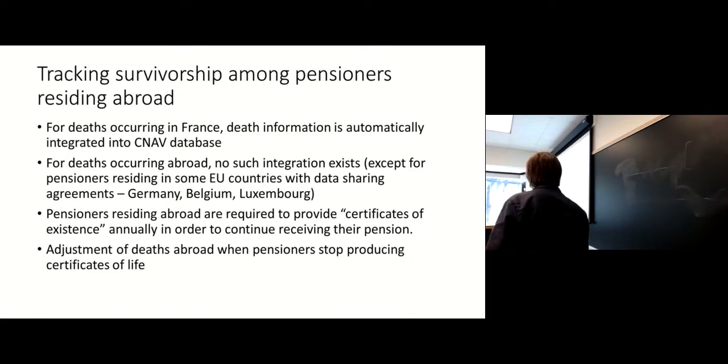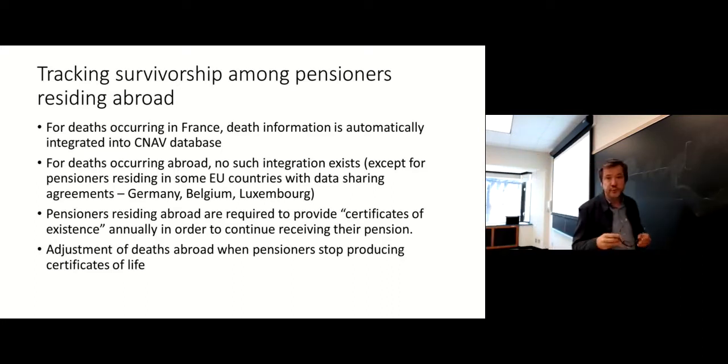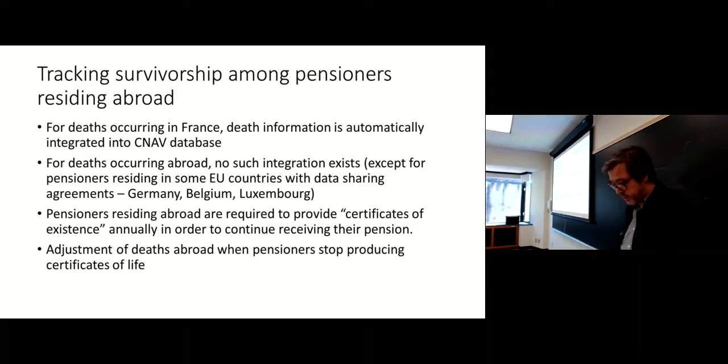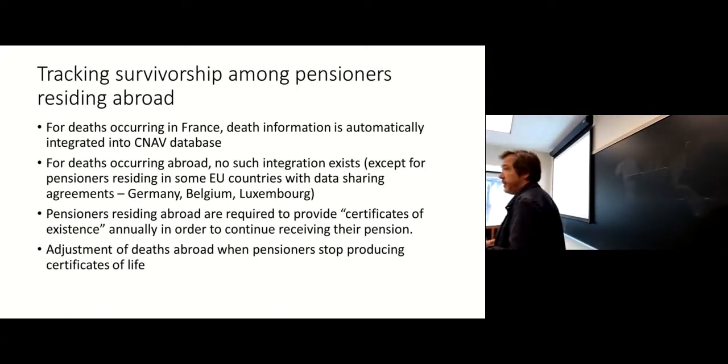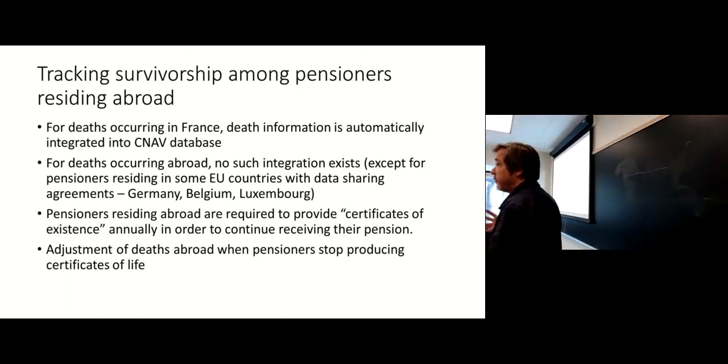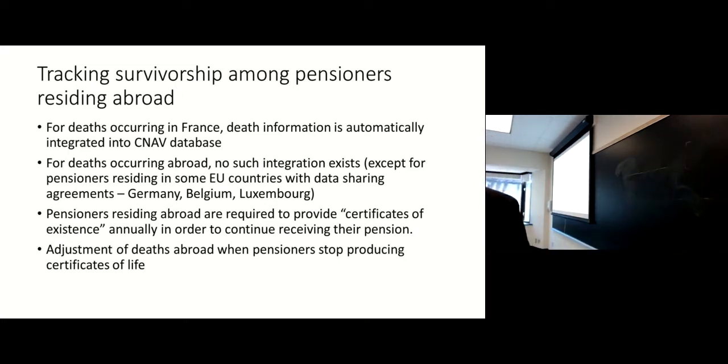So, to attenuate this potential fraud, the NAV asks, that's true for the Social Security system, pensioners who reside abroad to provide a certificate of existence annually in order to prove that they're still alive and to continue receiving their pension. And if they stop providing that certificate of existence, then the pension system will assume that they died and will stop paying the pension. Now the pensioner might say, oh no, I just forgot. So there's a procedure for still proving you are alive.